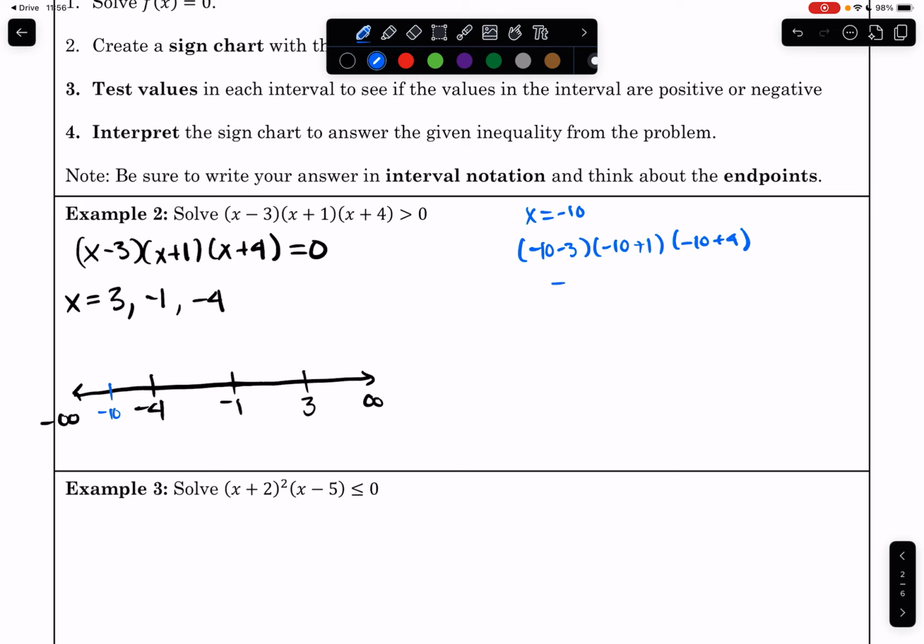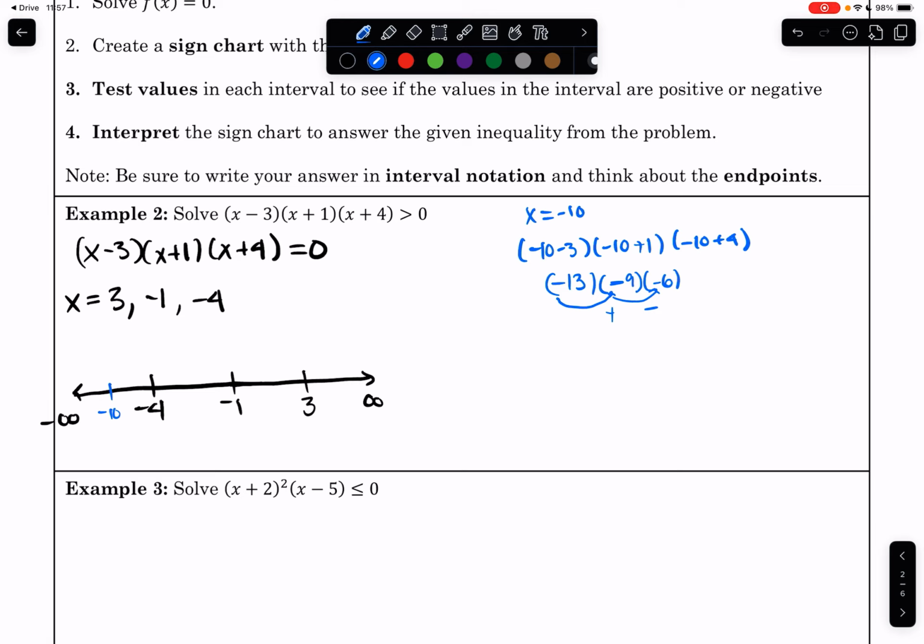This is going to be negative 13, negative 9, and negative 6. Now I'm really interested in figuring out what type of sign I'm going to get, not what the actual number is. All I care about is the sign. Multiplying a negative and a negative is going to be a positive value. And then multiplying that positive value with another negative is going to end up equaling a negative value. So multiplying 3 negative signs together is going to result in a negative number.